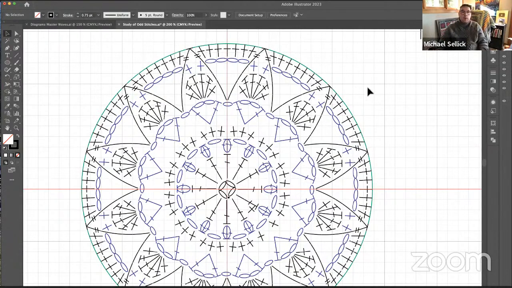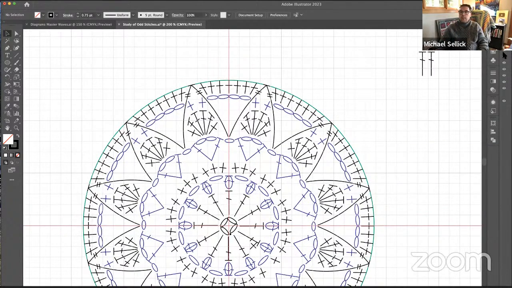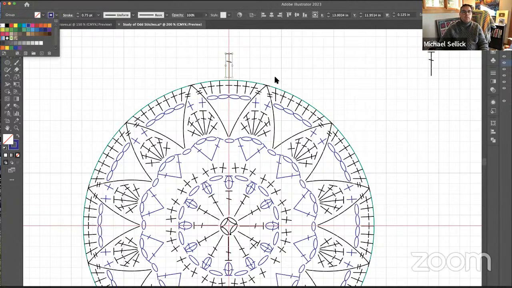Okay, so now we're already in the right spot. So let's do round number 8. Round 8. And we need some double crochets. There's 3 of them. Change the color to blue. And let's put him back on round number 8.